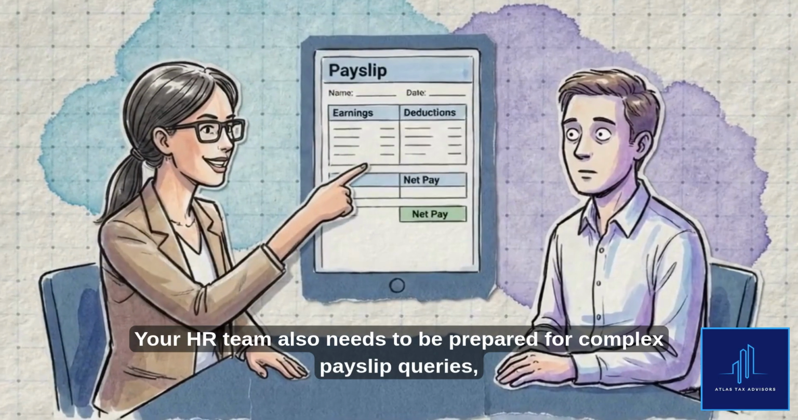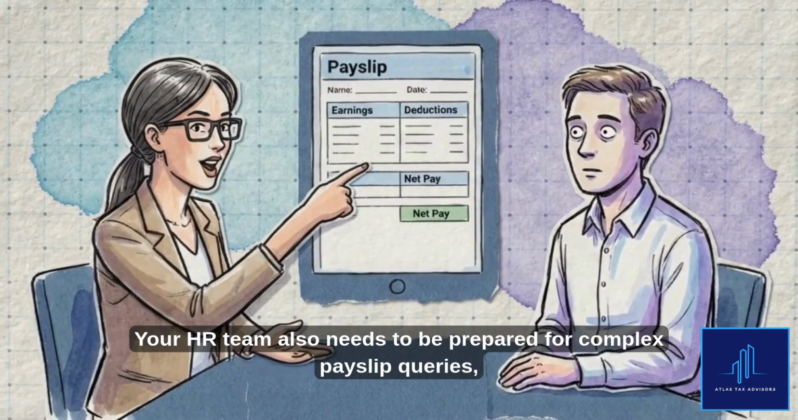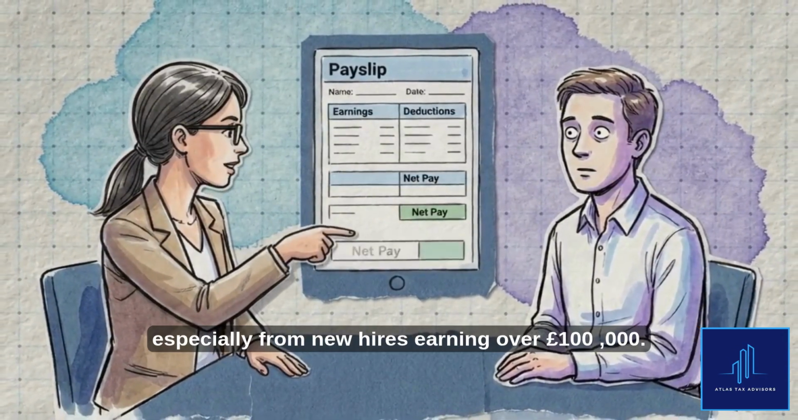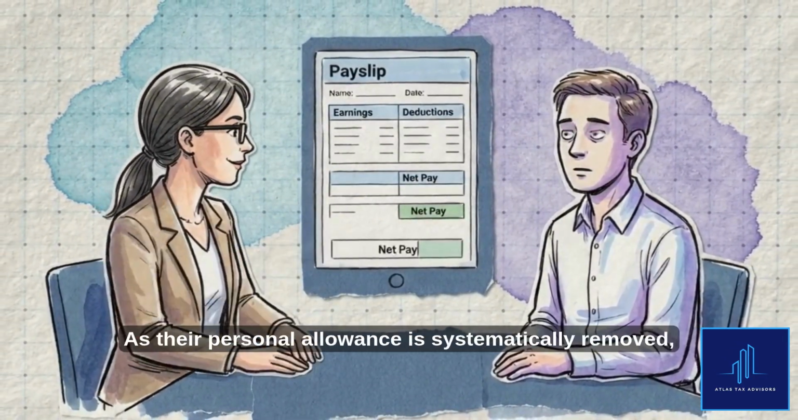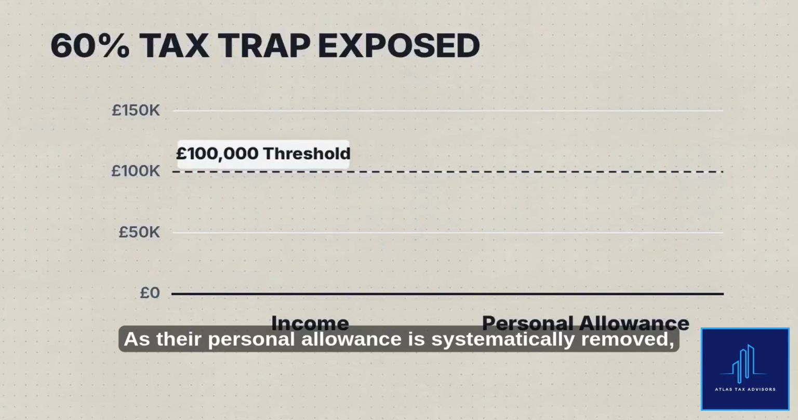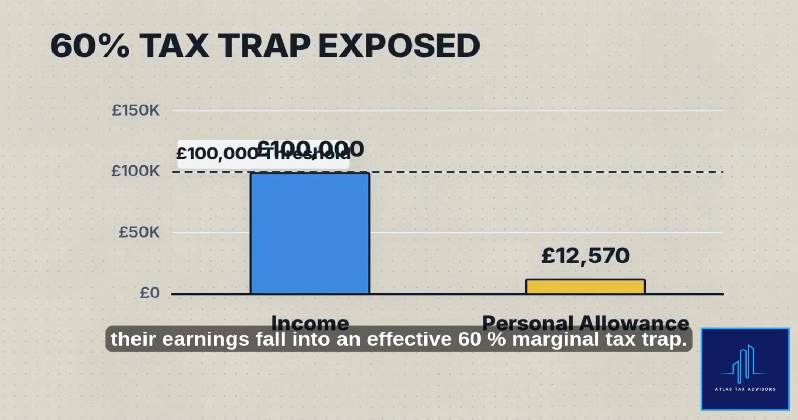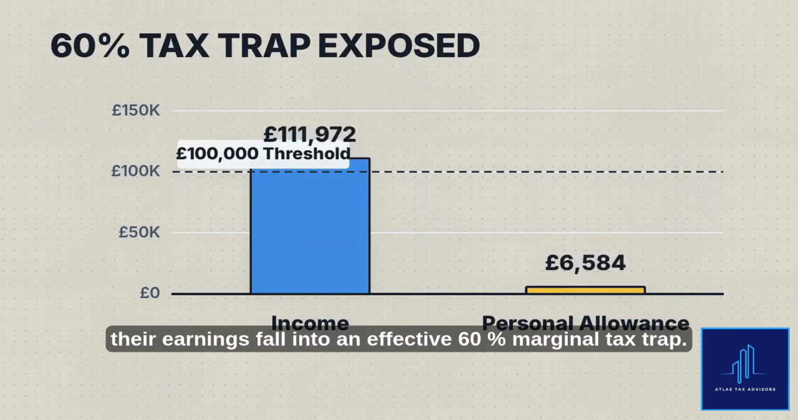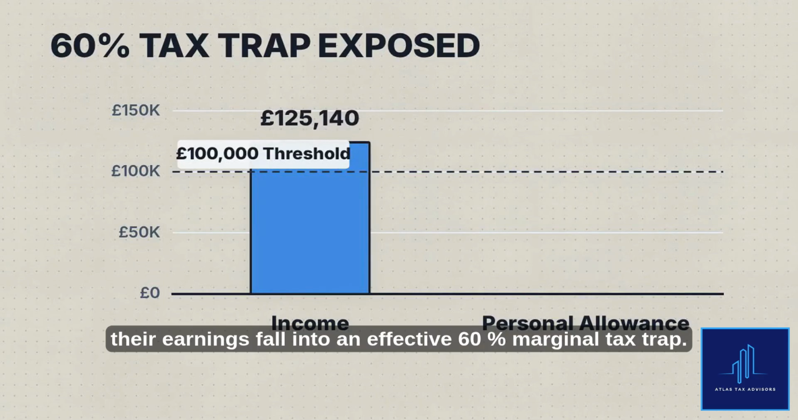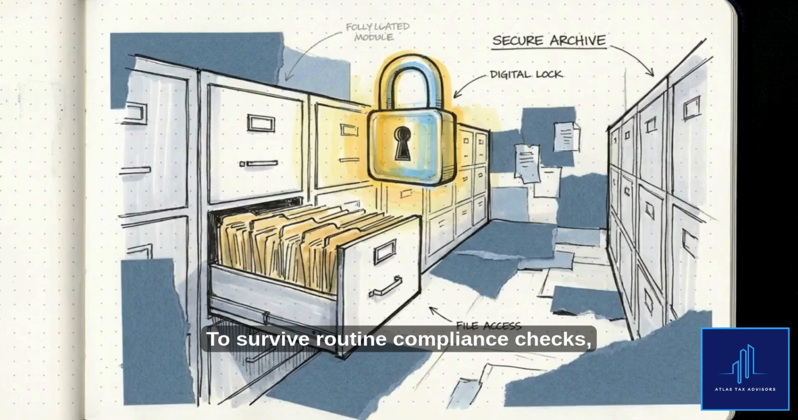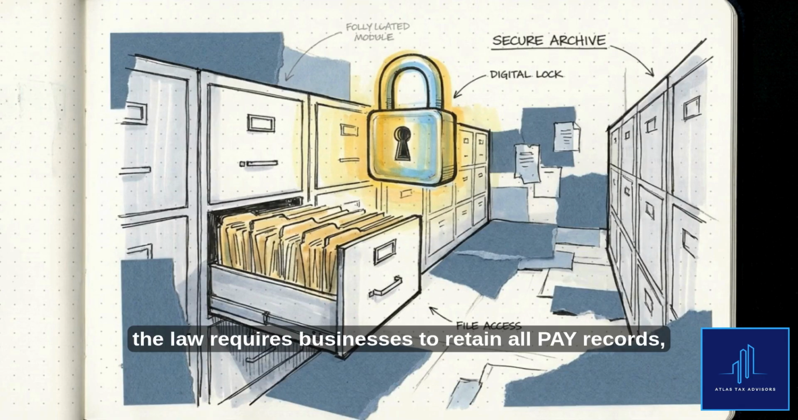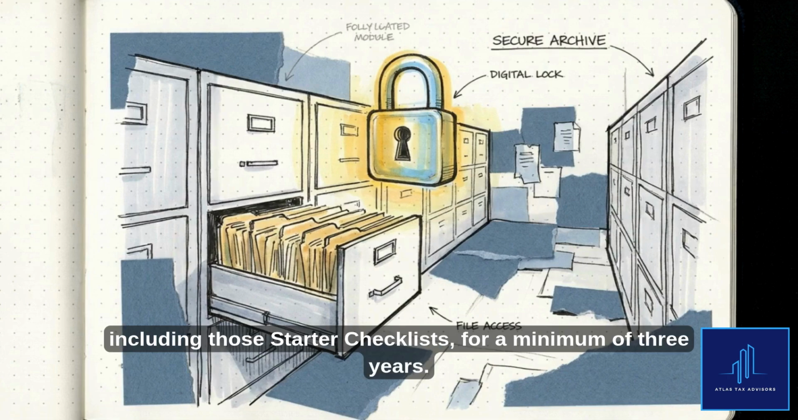Your HR team also needs to be prepared for complex payslip queries, especially from new hires earning over £100,000. As their personal allowance is systematically removed, their earnings fall into an effective 60% marginal tax trap. To survive routine compliance checks, the law requires businesses to retain all PAYE records, including those starter checklists, for a minimum of 3 years.